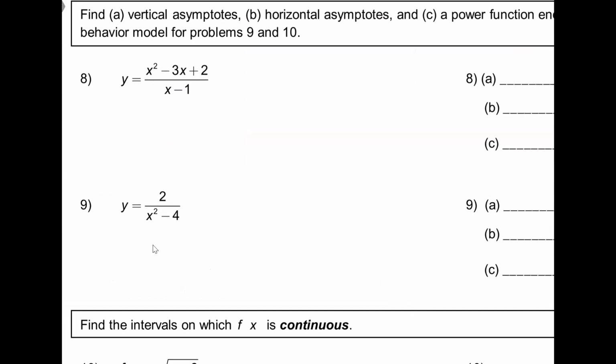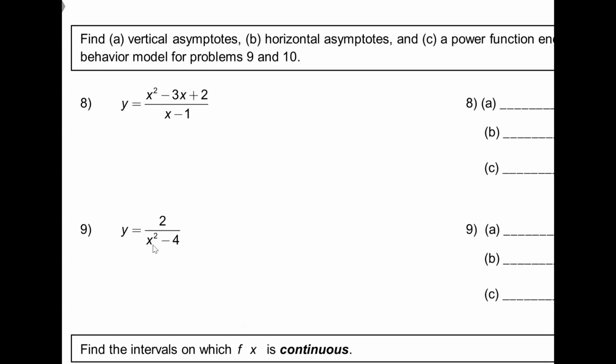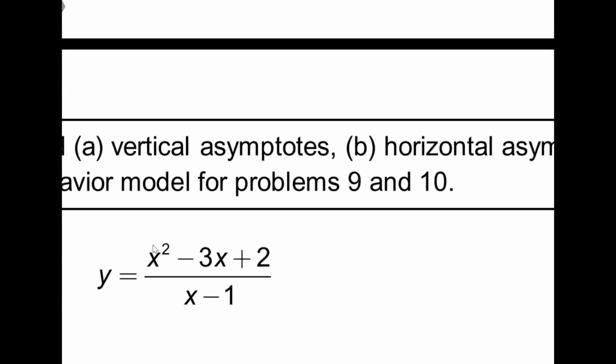Perfecto. All right, so this is kind of what we practiced yesterday. Find a vertical asymptote, horizontal asymptote, and power function end behavior model for problems 9 and 10. Okay, so let's go through how you actually do this. To find vertical asymptotes, we want to simplify first.